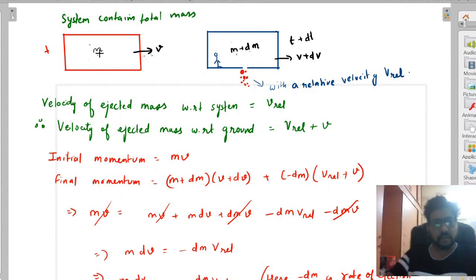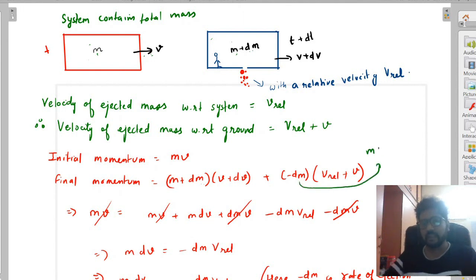So initial momentum is m into v, but the final momentum here, look carefully, is (m plus dm) into (v plus dv). But this m plus dm is the mass of the remaining system, and minus dm is the mass of the ejected substance. Why minus dm? Because dm is negative, because I have assumed that the mass is ejecting. So minus dm is the mass of the ejecting substance.